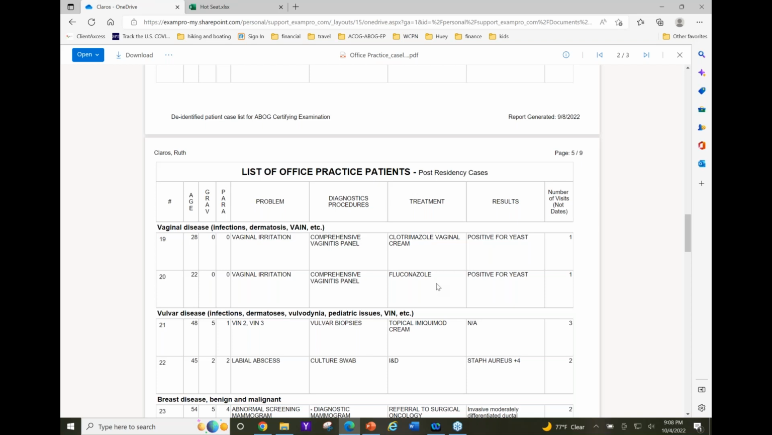Okay, now I noticed that your evaluation included a comprehensive vaginitis panel. What do you test for? So it's actually a swab that our institution uses, and it tests for trichomonas, BV, and yeast. And what type of testing is being performed? It's PCR testing.